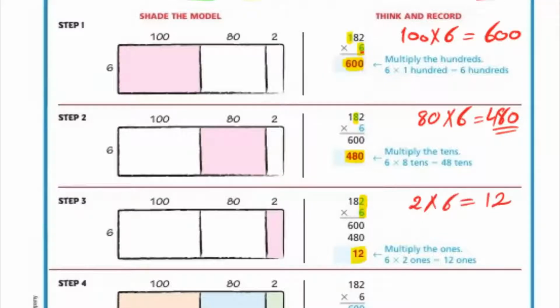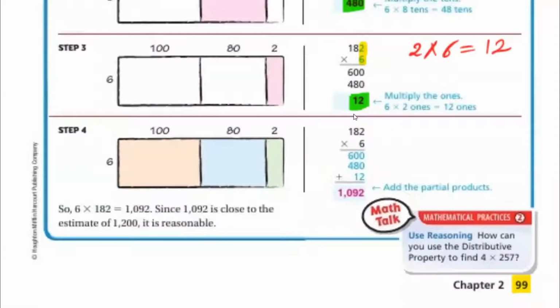After that, let's add our partial products, 600 plus 480 plus 12. Okay, let's see. As we did before, let's add them together. 0 plus 0 plus 2 equals 2. 0 plus 8 plus 1 equals 9. 6 plus 4 equals 10. So we can say 6 multiplied by 182 is 1,092. Since 1,092 is close enough to the estimate of 1,200, our estimate is reasonable here. Okay, guys, let's move to the next page.